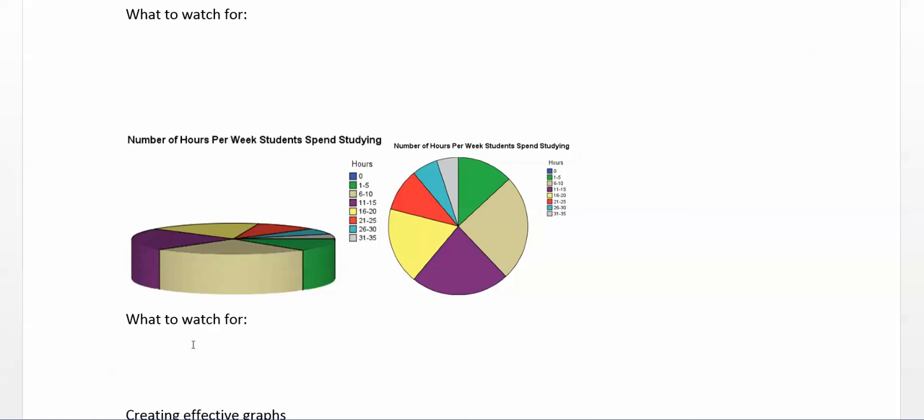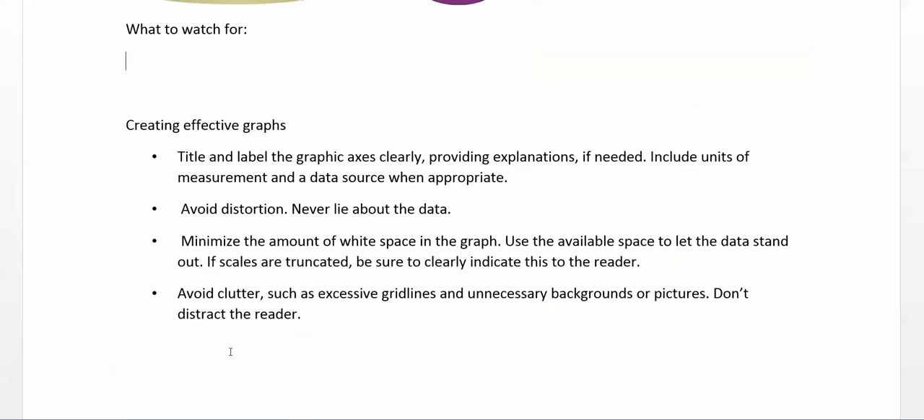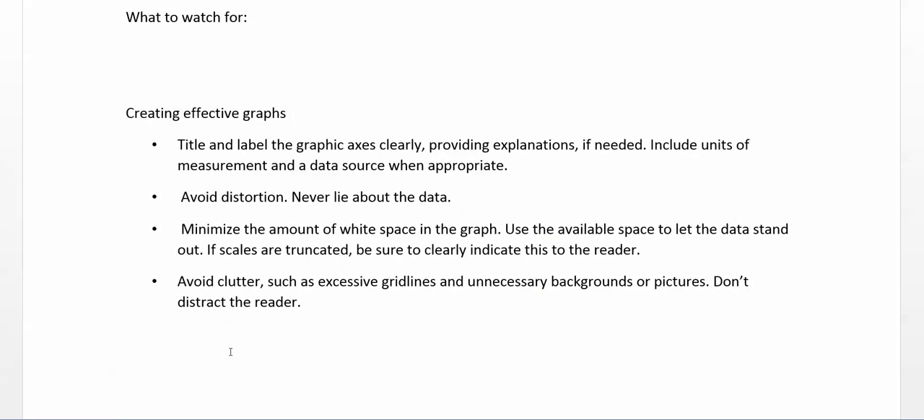So the trick here is to watch out for three-dimensional representations. It looks neat when you're trying to put it in a presentation, but it distorts the actual facts and makes things that aren't true look like they are true. And so, a couple of guidelines as far as creating effective graphs. Hopefully we will use these instead of abuse them.